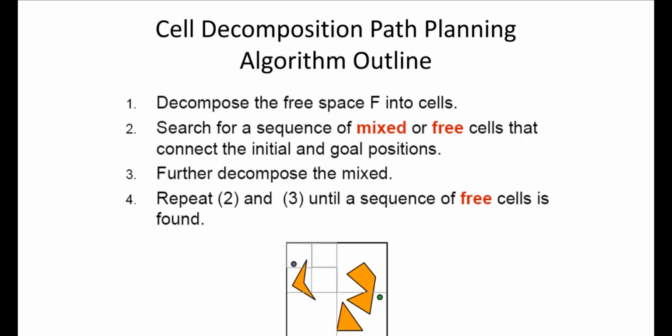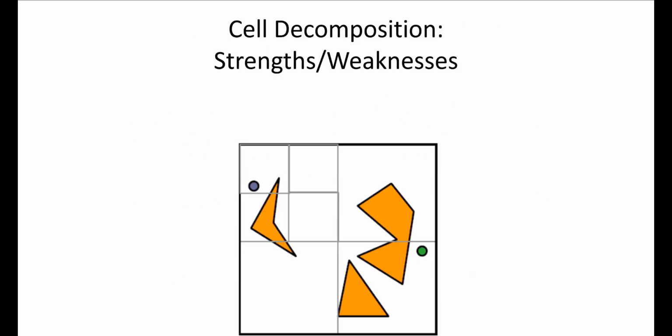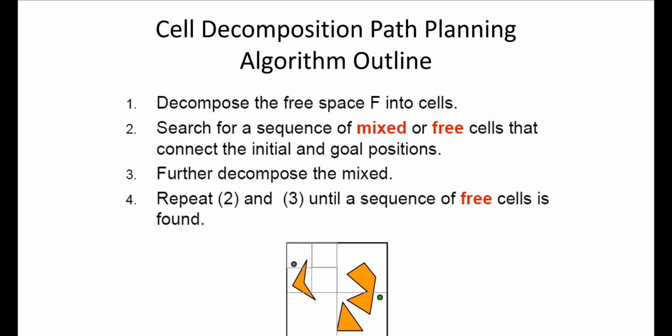So here's what our algorithm looks like. We take our free space and we just discretize it by decomposing it into cells. So we can pick some kind of starting length scale. In this case, let's say that length scale is just half. So we're going to look at our whole map and say, is this mixed or free? And in this case, it's mixed, because we have a couple of obstacles. It's not filling up the whole space. So I call this a mixed cell.